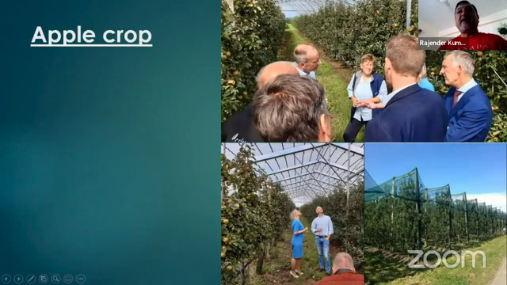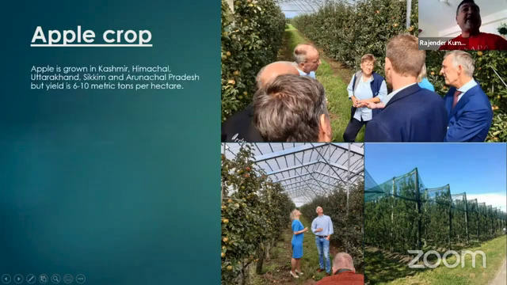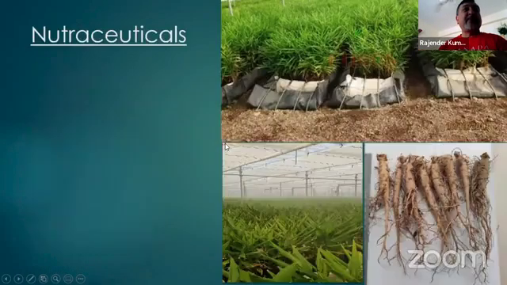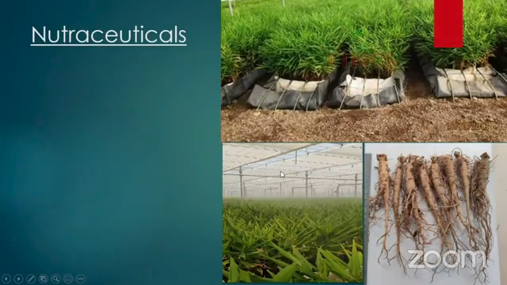So here you can see the apple crop. This is an anti-hail net here. Under this anti-hail net you can grow these fruit crops, apple, cherry. Here, this is a retractable roof. You can see this is a crop. So I will skip all the detail. Mr. Rajendra, nutraceutical crop.